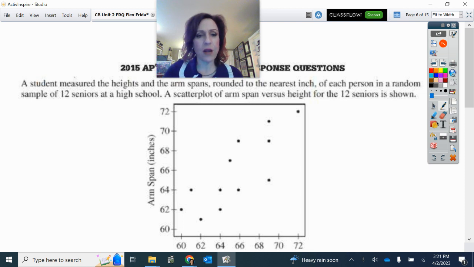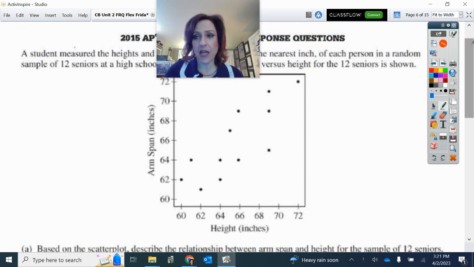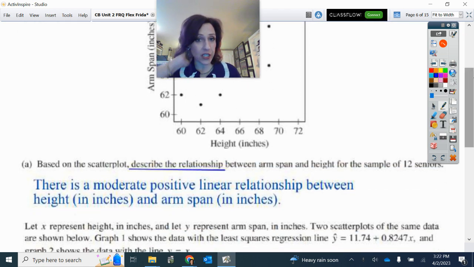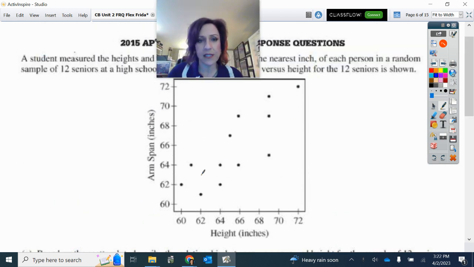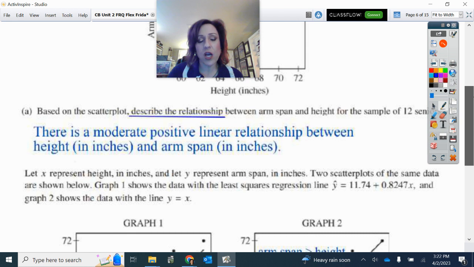All right, 2015 problem number 5 about the arm span versus the height of a person. So this first one did ask for the correlation, and so you had to put those components in there about there is a strong, there is a weak, positive or negative linear correlation between X and Y. In this case, I put moderately strong because it wasn't really tightly clustered together. So moderately strong, it is a positive linear relationship between the height and arm span. And I went ahead and included the units.